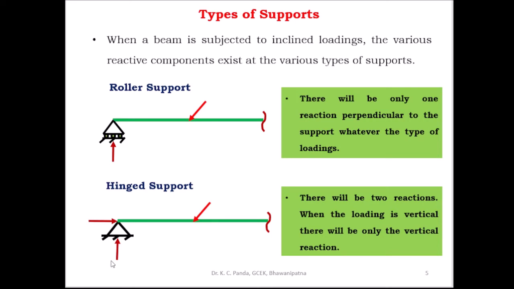And this is the hinge support. In hinge support, when the load is acting in an inclined manner, there are two reactions acting: one in the vertical direction and another in the horizontal direction. So there will be two reactions when the load is inclined. If the load is acting in the vertical direction, there is only one vertical reaction, and there is no horizontal reaction.